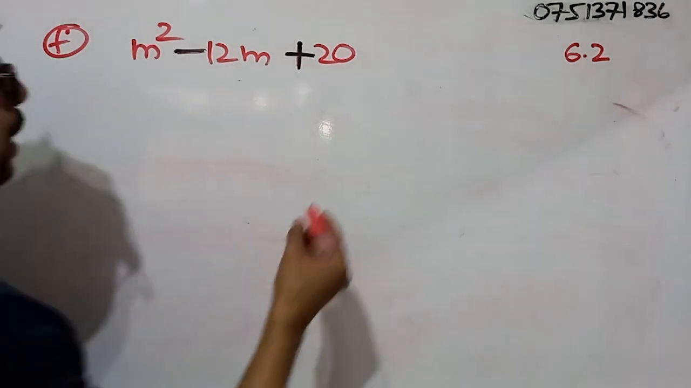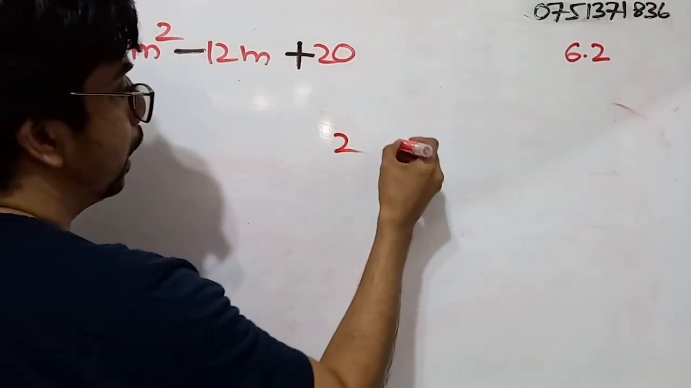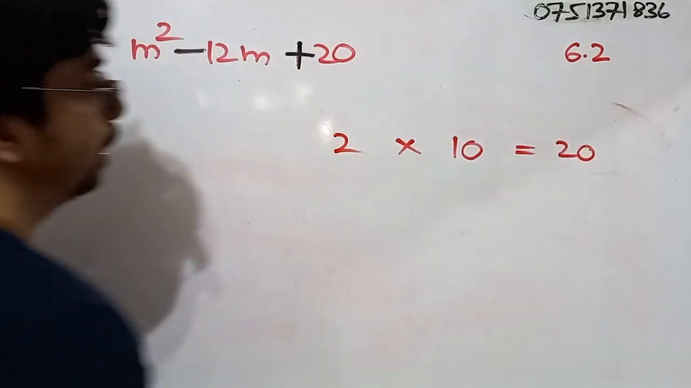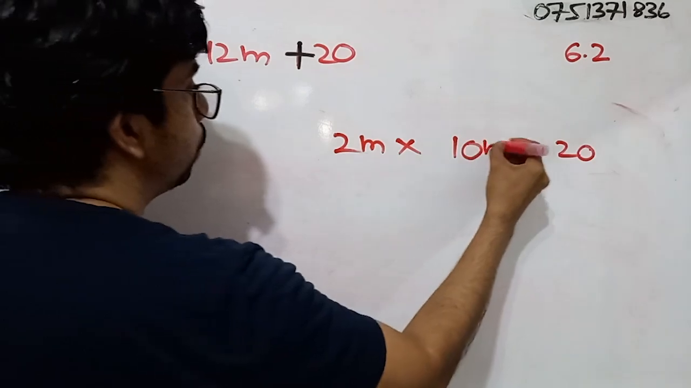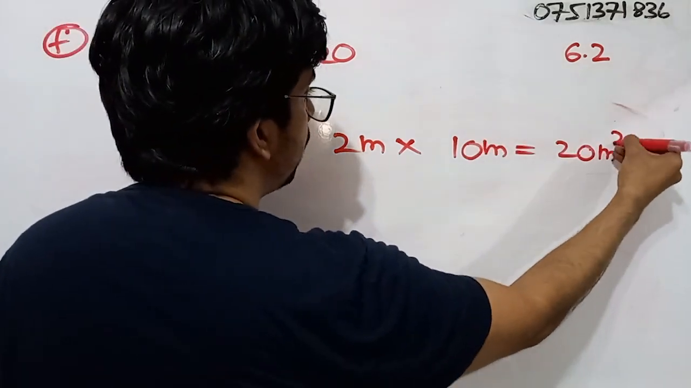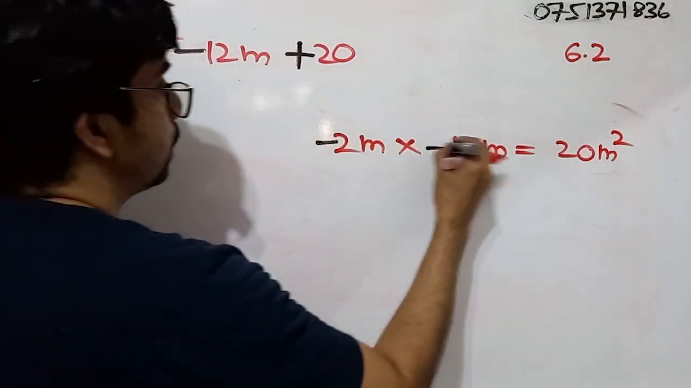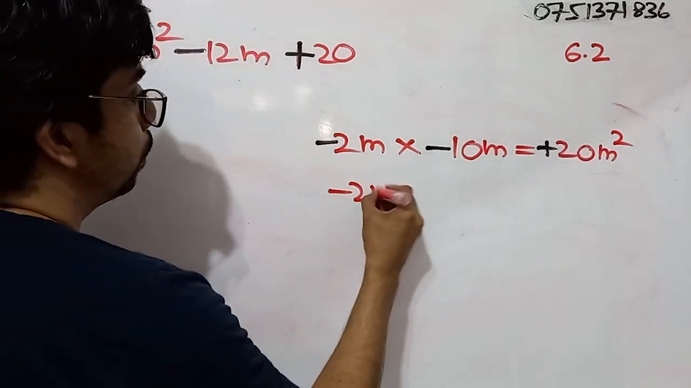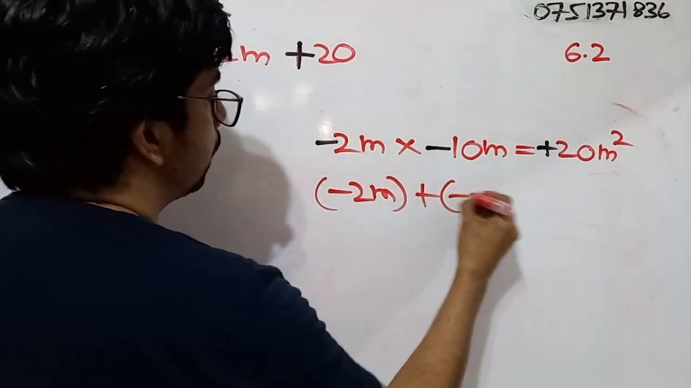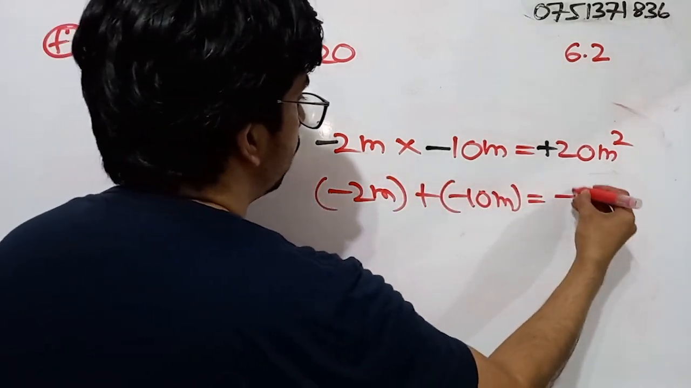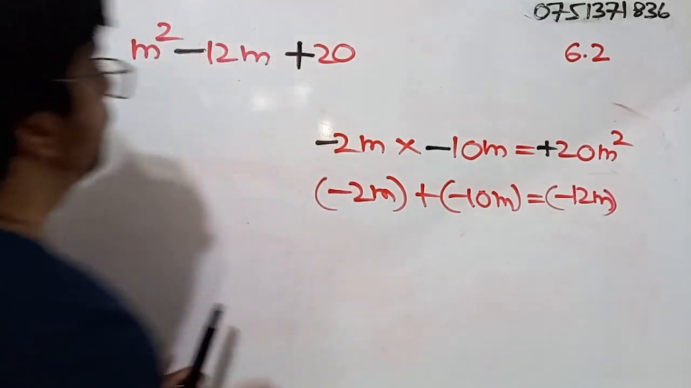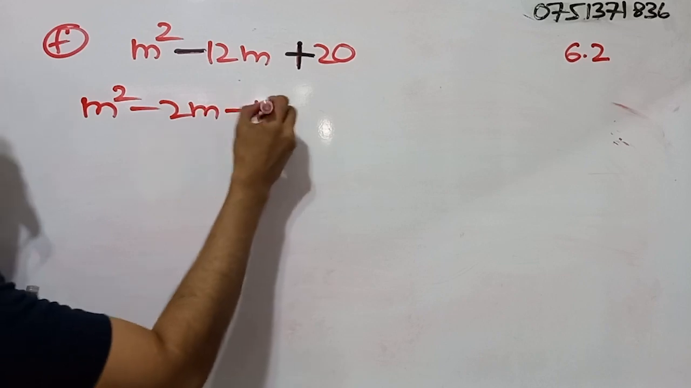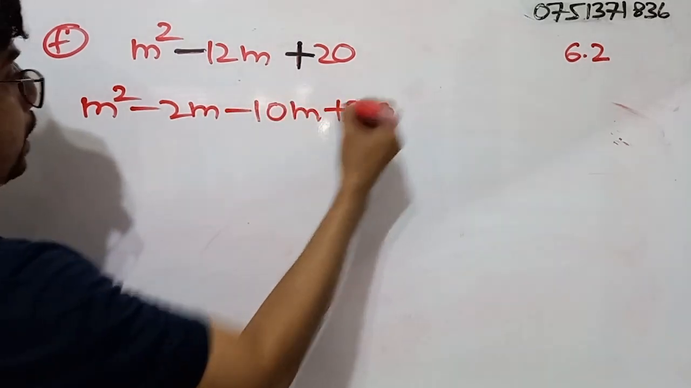10 into 2, right? That means if we take 2 into 10, what do we get? 20. So 2m into 10m, we get 20m squared. So this is negative, so the outcome is also positive. When we add these two, negative 2m plus negative 10m, what do we get? Negative 12m, which is the middle term. Right, so m squared minus 2m minus 10m plus 20.